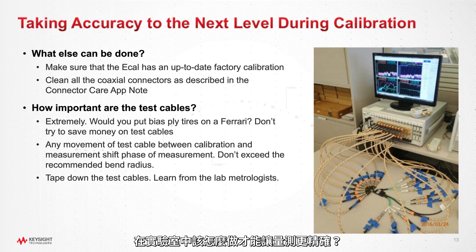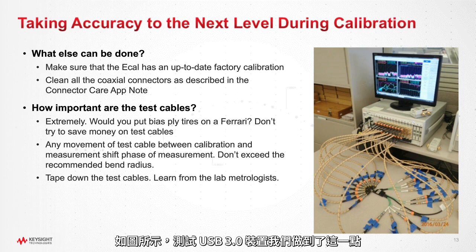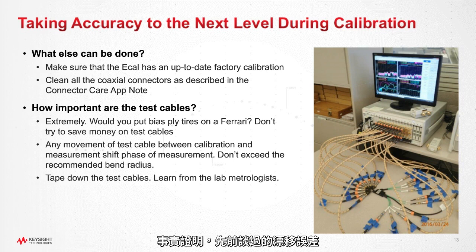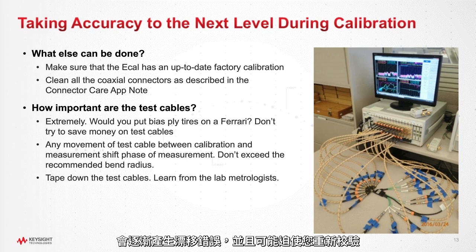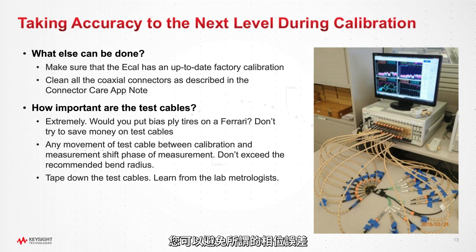So what kind of things can we do in the lab to make our measurements more accurate? Some may be obvious, but tell me how many of you have taped down cables when you're making measurements? Why would we want to do that, as we've done in this picture here, testing a USB 3.0 device? Remember those drift errors we talked about, where you can calibrate the instrument, but over time, temperature and any cable movement will introduce drift error, and it may force you to recalibrate. If you take care in not flexing test cables too much, you can avoid introducing what are called phase errors, or differences in propagation velocity due to bending the dielectric in these test cables. This is a bit of a trick that I see many people use, and it actually works.